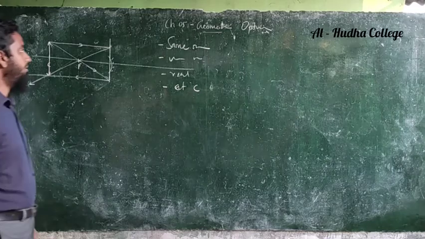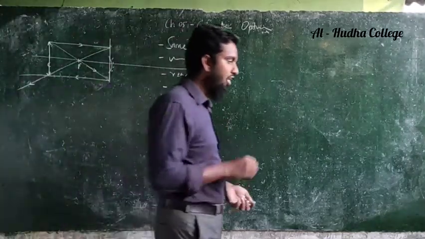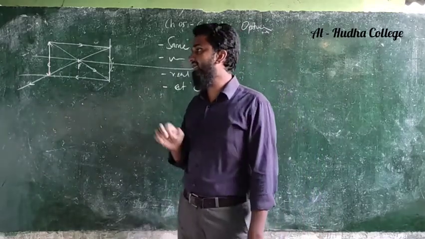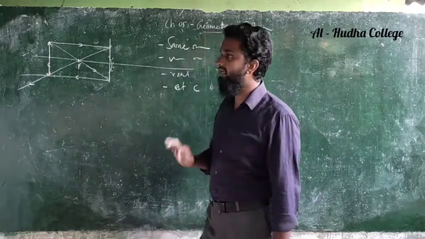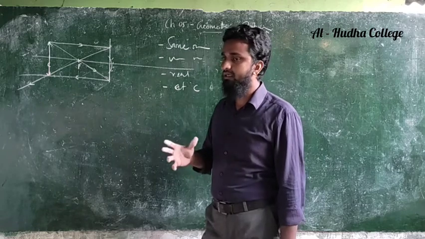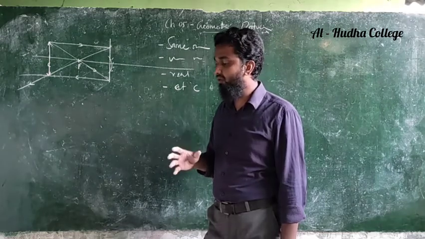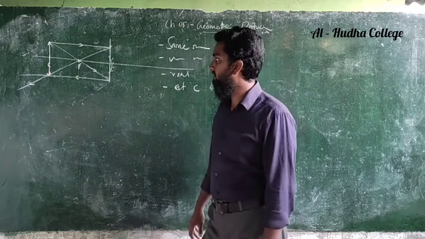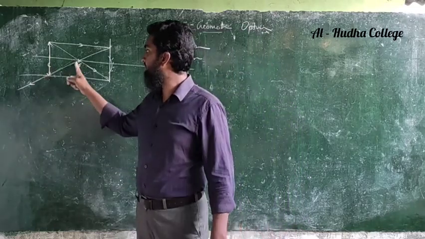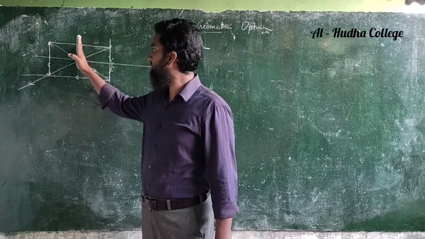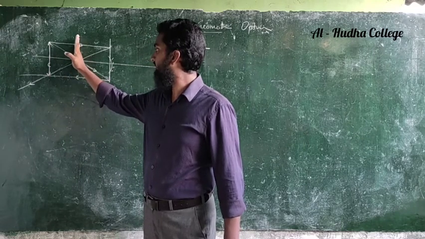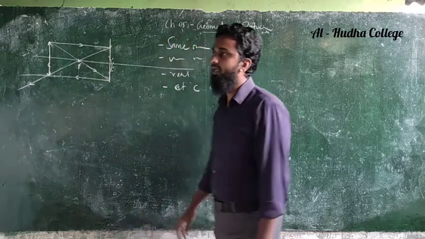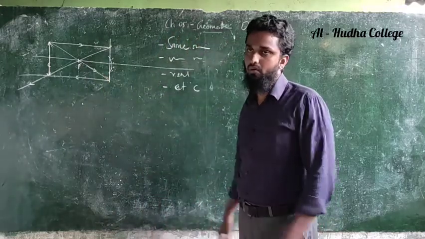Okay students, now there are another three places that can be considered, which are going to form different types of images. The first place is in between C and F, the second place is at the F, and the third one is in between F and pole.